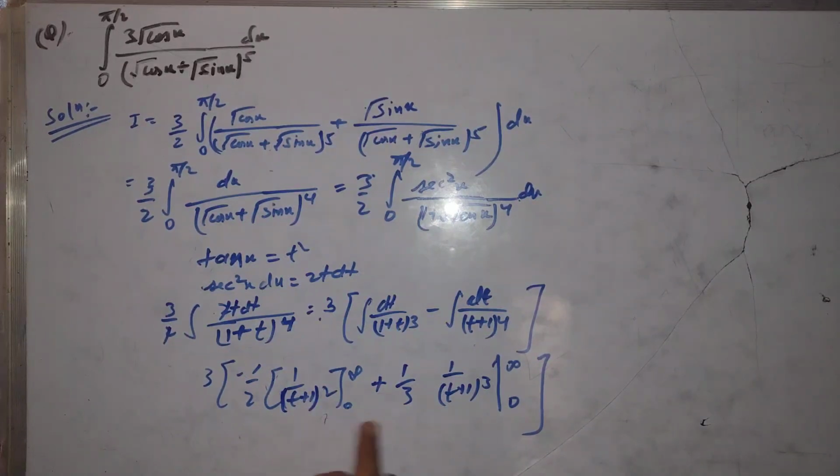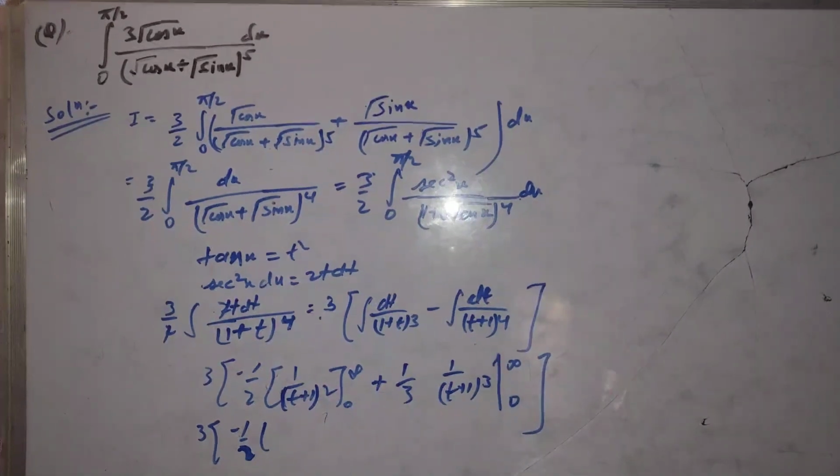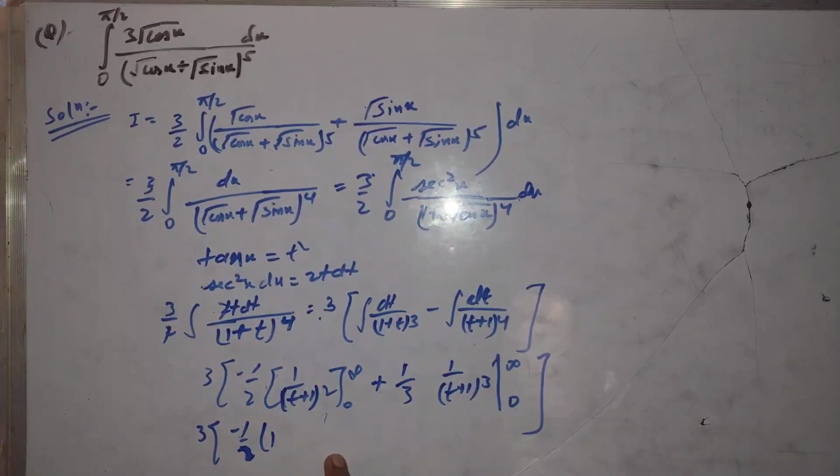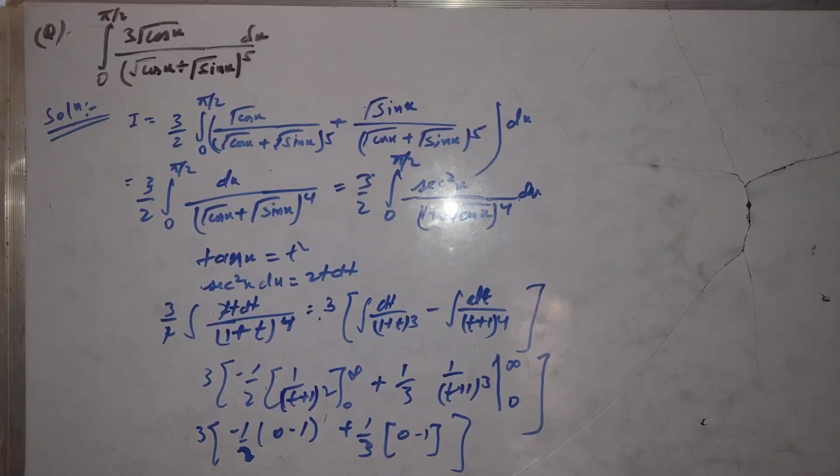If we put the limit infinity, at infinity this is 0, and at 0 this is 1, plus 1 by 3. At infinity this is again 0, and at 0 it is 1. So that's the thing. This is 1 by 2, so this is 3 by 2, and this is minus 1 by 3, so this becomes 1 by 2.